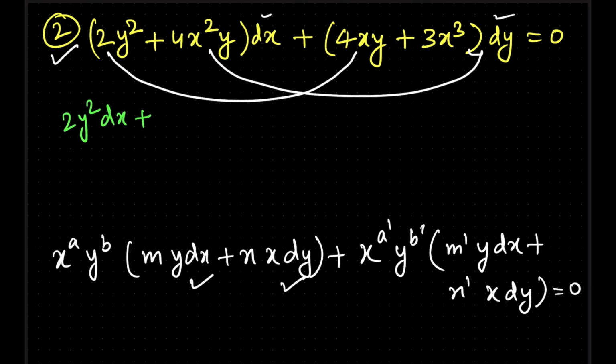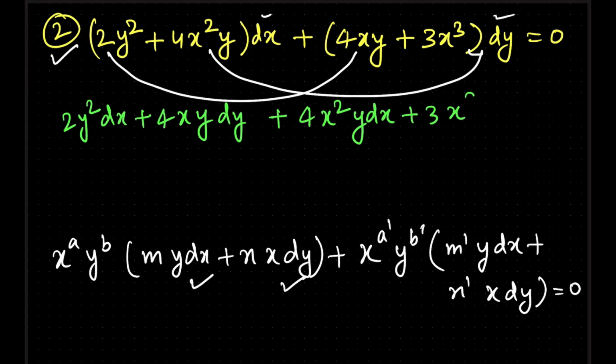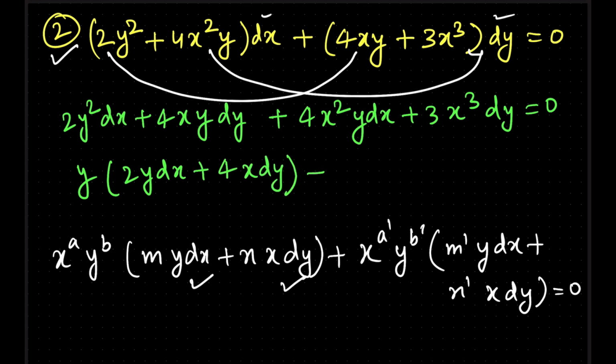So 2y square dx plus 4xy dy. Then the other two terms are 4x square y dx and 3x cube dy is equal to 0. So here you will take common as y. So y you can take as common. So here you will get 2y dx plus 4x dy.